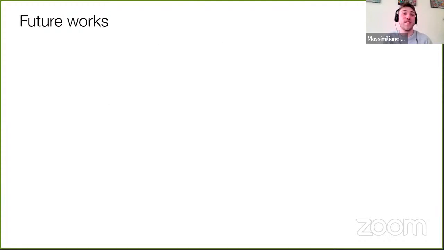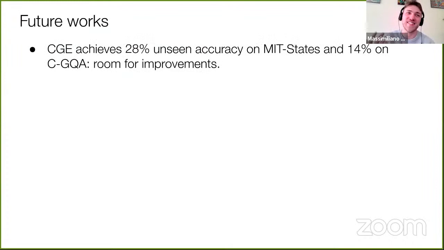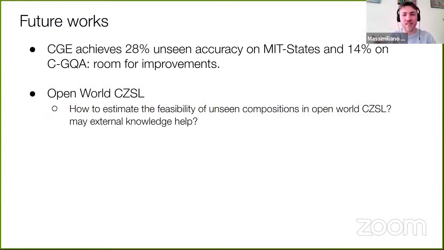For future works, there are many. One thing is that the results are still not satisfactory, even with the compositional graph embedding approach that is pretty good in all the benchmarks. The results are still low, like 14% on C-GQA for unseen compositions and 28% on mid-states. Open world compositional zero-shot learning is definitely an open question, as well as how to estimate these feasibility scores. For now, we just use the similarity between the embeddings, but maybe external resources may help.